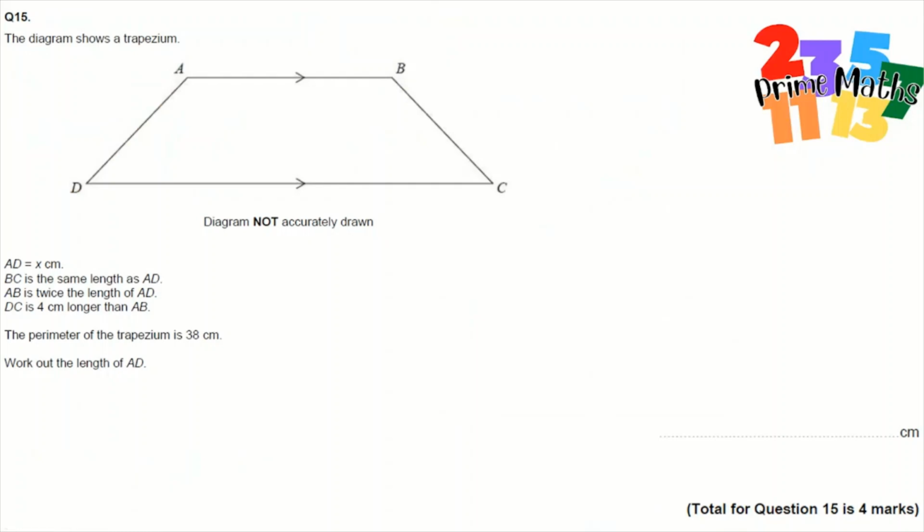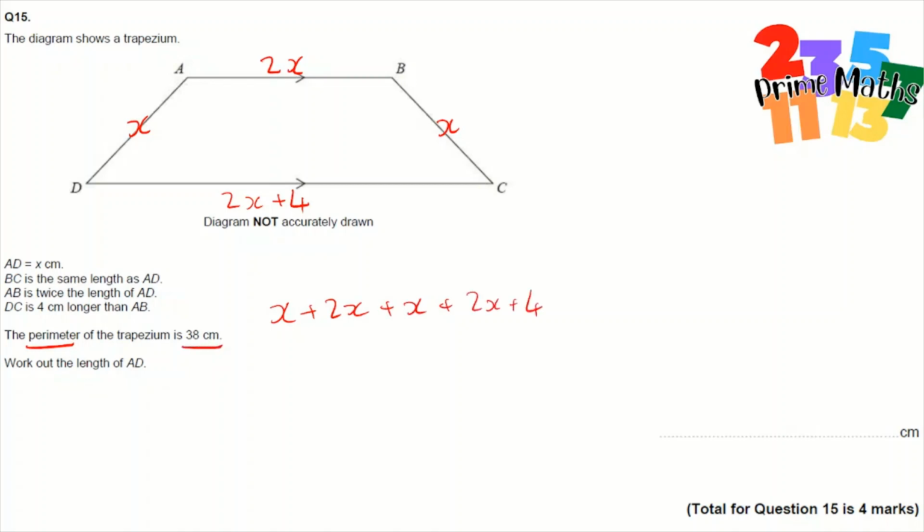Question 15, we're forming and solving an equation. It says that the length from A to D is x. It says BC is the same length as AD. That side is also x. AB is twice the length of A to D, so that's 2x. And DC is 4 centimetres longer than AB, so it's 2x plus 4. It gives us the perimeter of the trapezium. The perimeter is where I add all of the sides together.